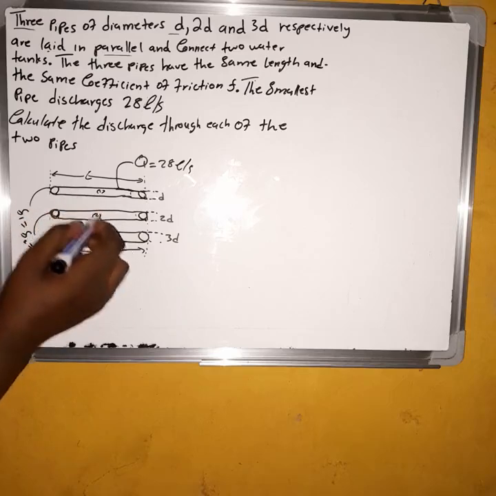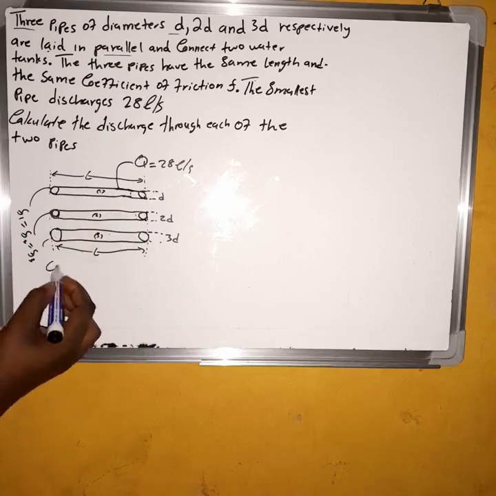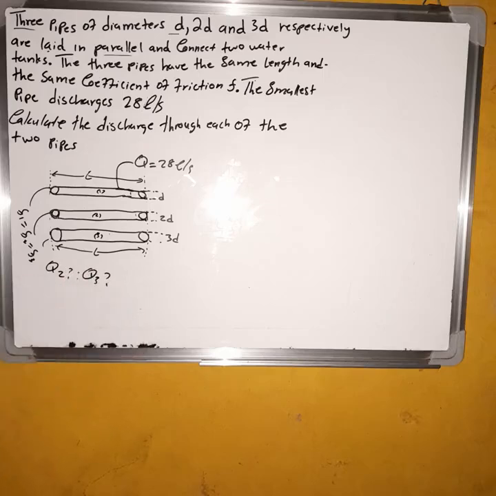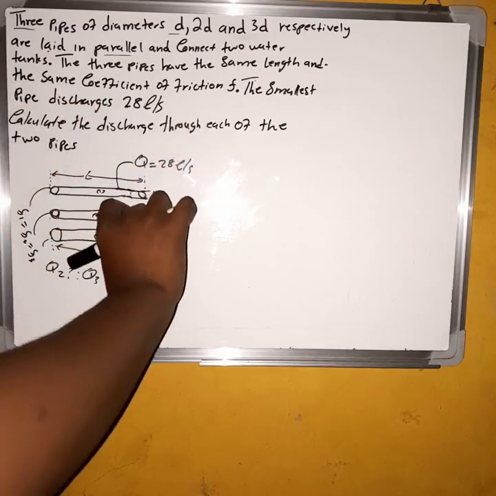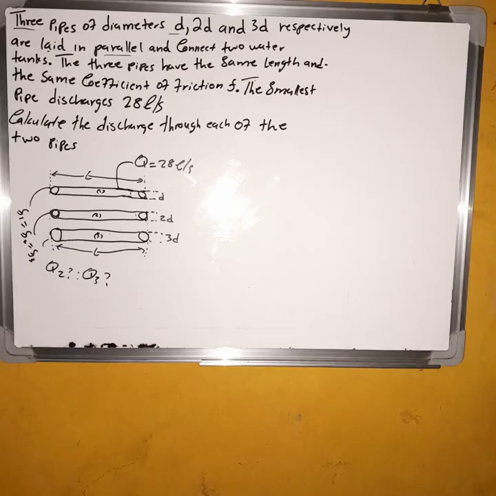Here we don't know the Q for Q1, we don't know Q2, and we don't know Q3. They did not give us. Also, we don't know the velocities, V1, V2. Okay, let us try and attack this question. They say now calculate the discharge through each of the 2 pipes. They want the discharge of these 2 pipes. Already we've been given the first one. So we must attack that question.